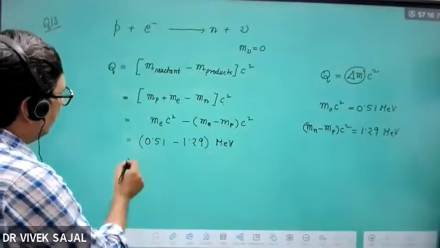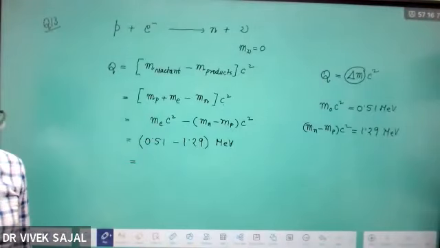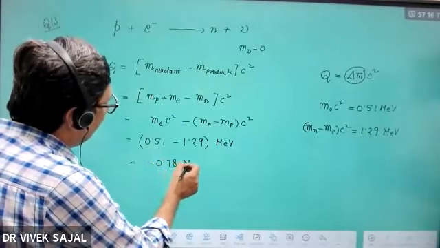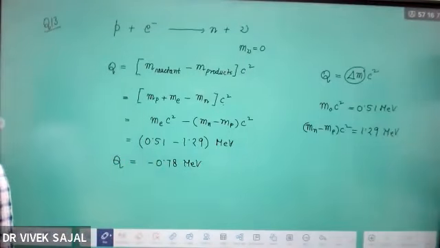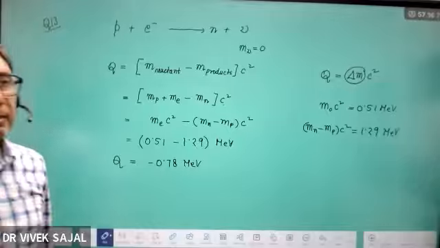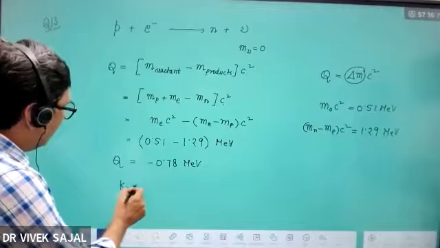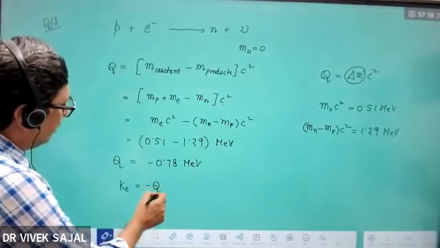So this will be, tell me, how much will it come? Minus 0.78 MeV. This is the Q value. So how much minimum kinetic energy is required here in this case? That will be minus Q. This will be minus Q.